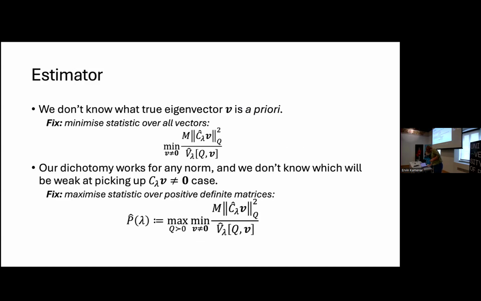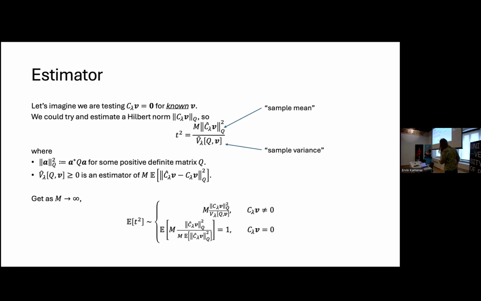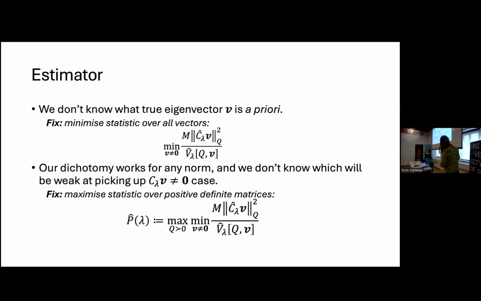The problem for us is that we don't actually know what our true eigenvector here is a priori. This is a true Koopman eigenvector, but it's also the true kernel of the characteristic matrix, because they're just little linear transformations of each other. So one way we can fix this is we can take our test statistic, this guy here, and minimize it over all vectors. Because some of these V's will not be in the kernel of C lambda, so these will be big, but there will be one, our true eigenvector of the Koopman operator, where this thing here is small. And so if we minimize it, then we'll pick up that smallness.